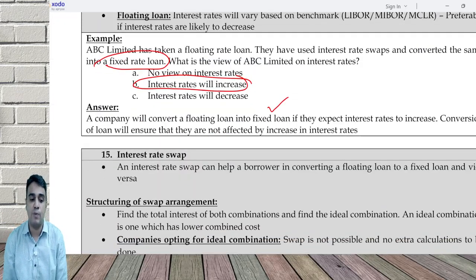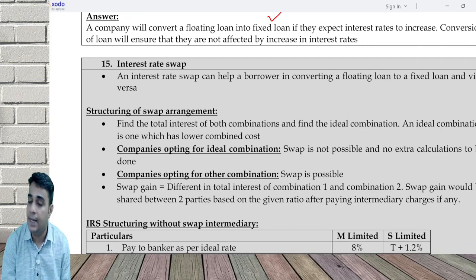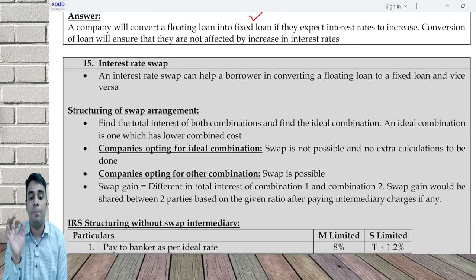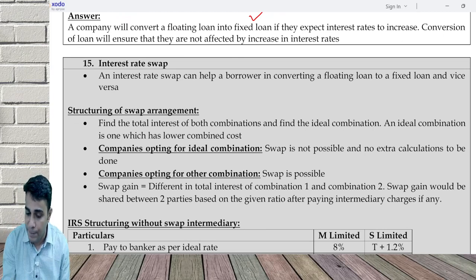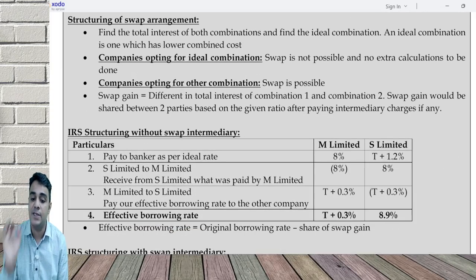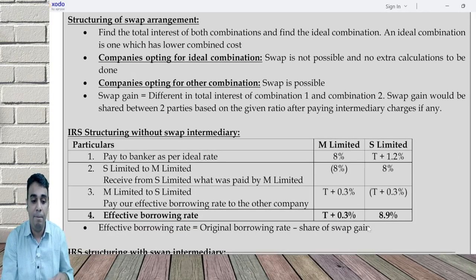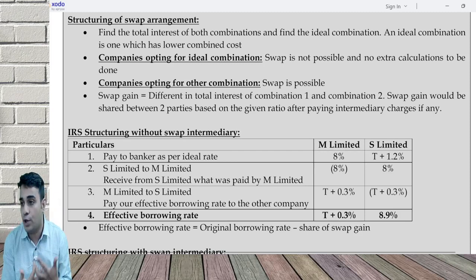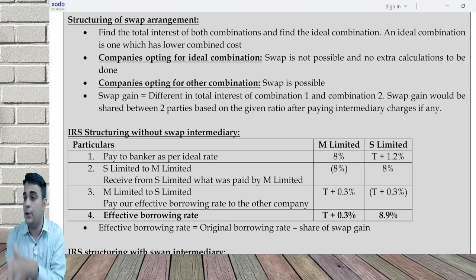How do I structure a swap? First, identify the ideal combination. Identify the required combination. For companies opting for the ideal combination, a swap is not possible. No extra calculation. If they are opting for different ones, a swap is possible. What is the gain? Gain is the difference in total interest of the combination. Pay to the banker as per the ideal rate. Receive from the other party what you paid. Pay to the other party your effective rate. For the other party, all are balancing figures.